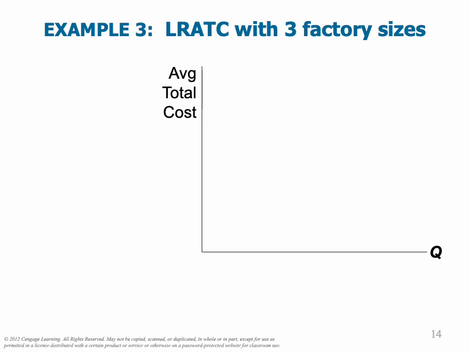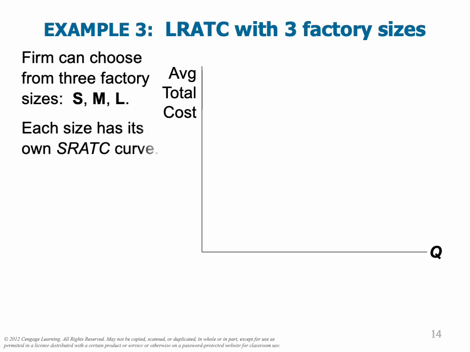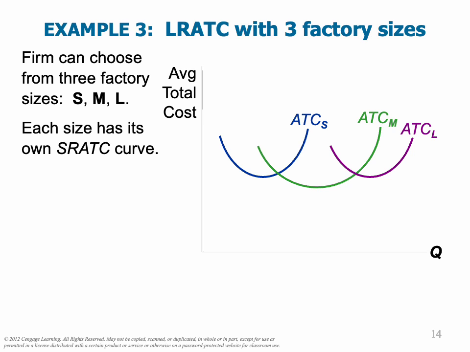So I need you to draw a graph in your notes, and I need you to draw 3 factory sizes on that graph. So this is a long run average total cost curve that we're going to be creating. And to create that, the first thing we do is create 3 smaller cost curves. So these are 3 ATC curves. And each ATC represents a factory size.